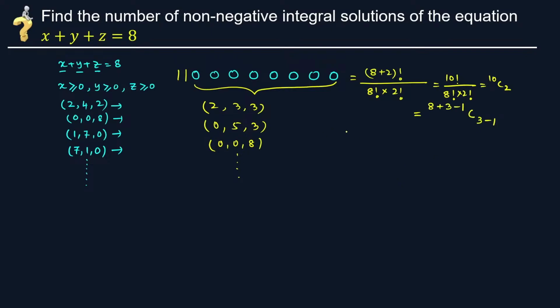That is, if there are n identical objects and you have to divide them into r groups, then the total number of ways that you can do this, as we have learned from the Beggar or partition method, is n plus r minus 1 C r minus 1 ways. The same thing is applied in this question also.